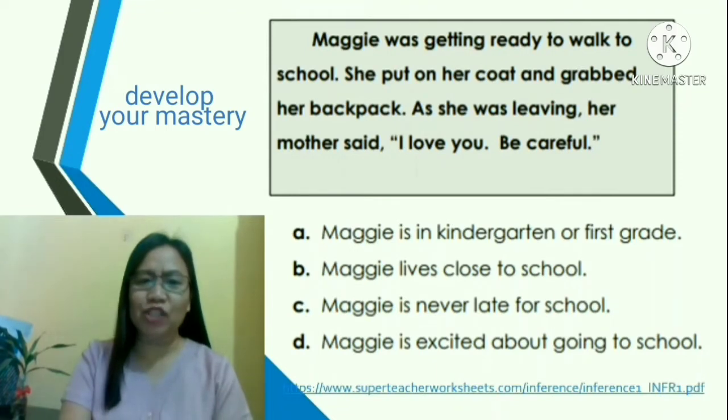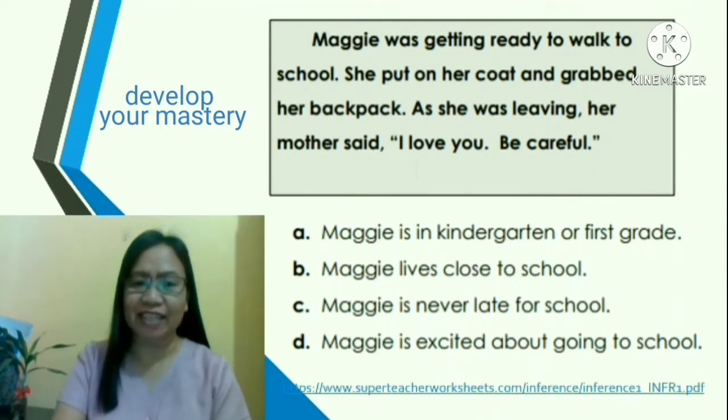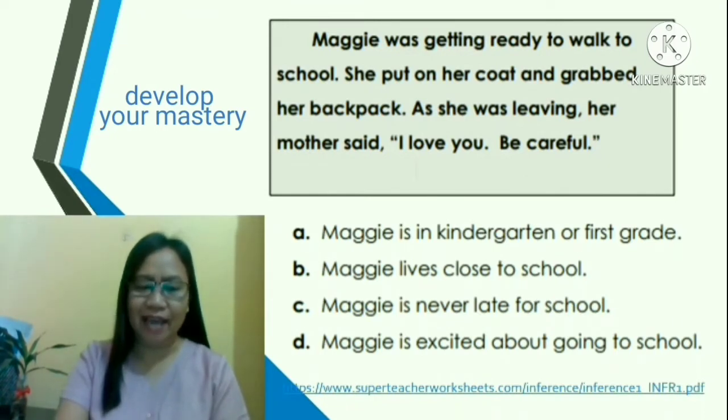Okay, which general idea is supported by an evidence in the text? Is it A, Maggie is in kindergarten or first grade? B, Maggie lives close to school? C, Maggie is never late for school? Or D, Maggie is excited about going to school? So what is your answer?